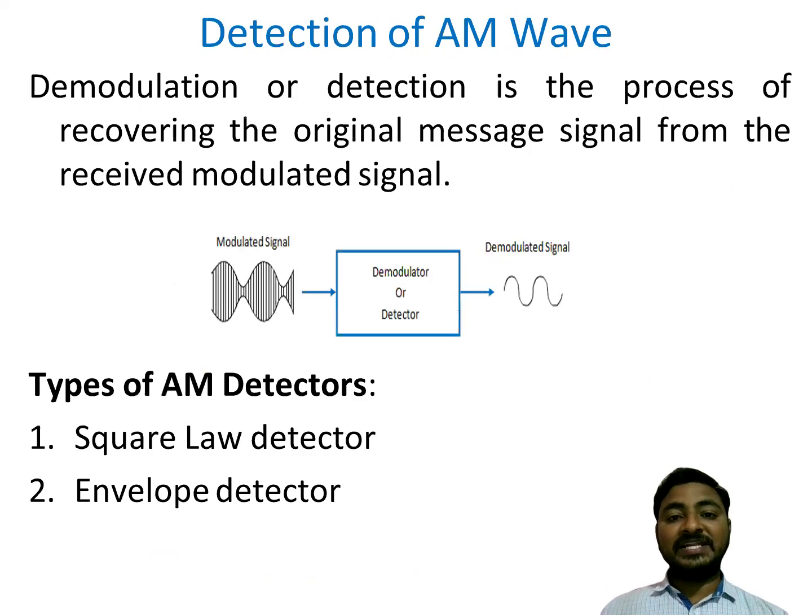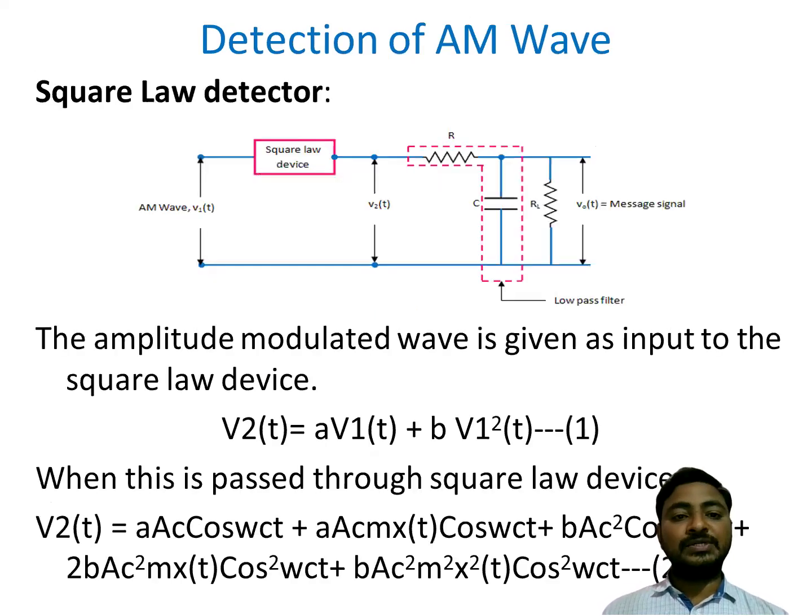Next one is detection of AM waves. Demodulation or detection is a process of recovering the original message signal from the received modulated signal. The input of the detection is an AM wave. The output is nothing but a baseband signal or message signal. The detection of the AM wave is done by using two methods, square law detector and envelope detector. First, I am going to discuss the square law detector.